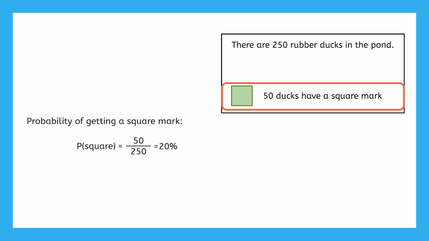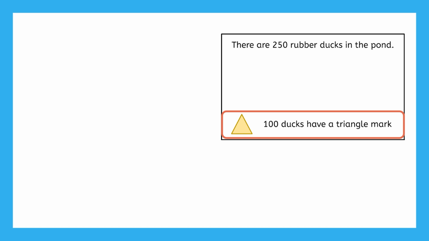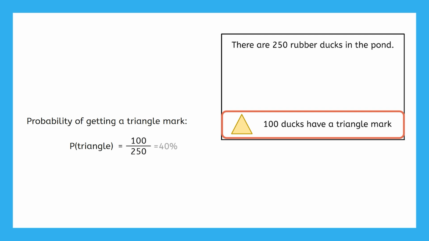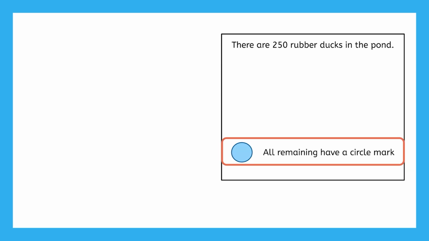2 categories left. Let's look at ducks with triangle marks, or P of triangle. There are 100 ducks with triangle marks, which makes a probability of 100 over 250, or 40%. Last up are our ducks with circle marks, or P of circle. Except the sign doesn't tell us how many there are, just that they're the remaining ones.